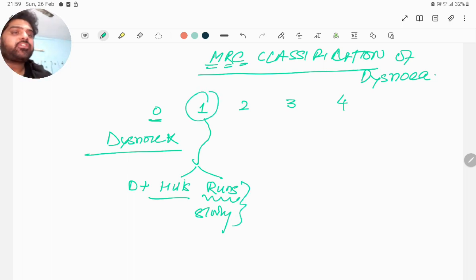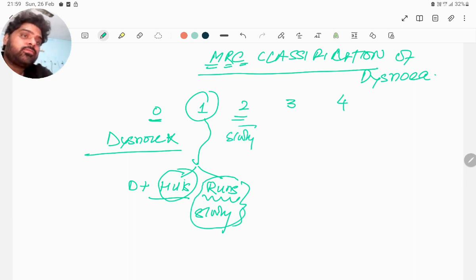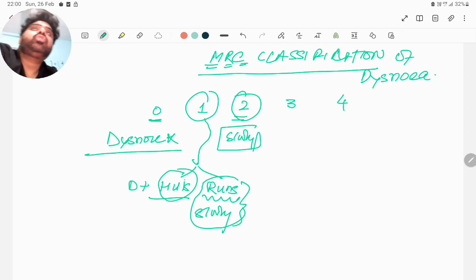So in grade 1 of MRC, the patient develops dyspnea if the patient walks on a hill or runs even slowly. In grade 2, he walks slowly. Why does he walk slowly? Because he knows from his contemporaries that if other people are walking at 2 meters per second, then he will walk at 1 meter per second, because he knows that if he walks at that speed, he will develop dyspnea. So a patient of grade 2 will tell you that I generally walk at a lesser speed as compared to my counterpart, just to prevent myself from getting dyspneic. So this is grade 2.